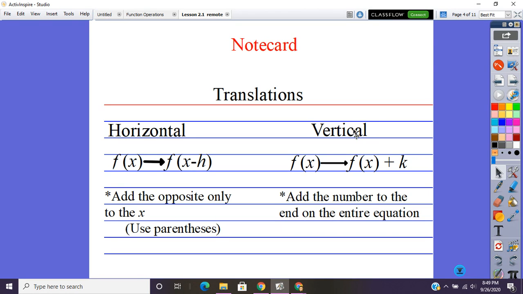And here's how I'm going to help you out a little bit. The h is our horizontal translation, so this is movement from left to right. And the k is our vertical movement, so this is our movement up and down. Take a moment and pause the video. If you don't have this note card written down, if you are an Algebra 2 student, this would be actually very helpful to you.